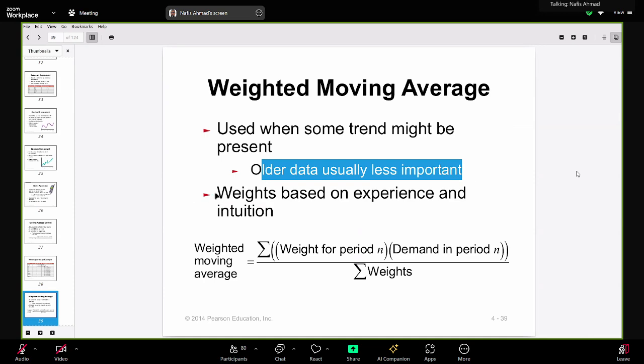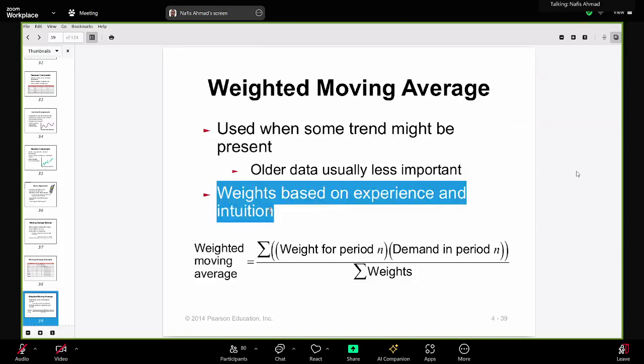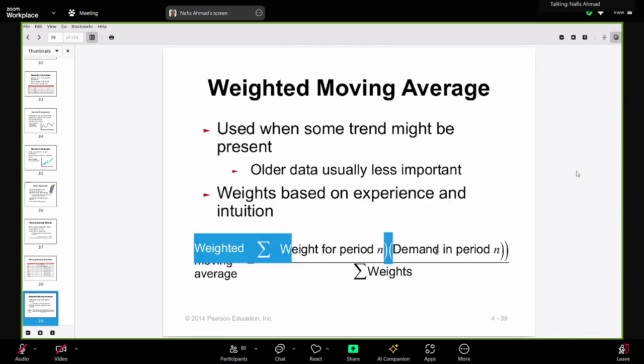So we use different weights for different data. We give more weight to the recent data and less weight to previous or old data. The equation we use for weighted moving average is: weighted moving average equals the summation of the weight for period n times the demand in period n. So let's see an example.